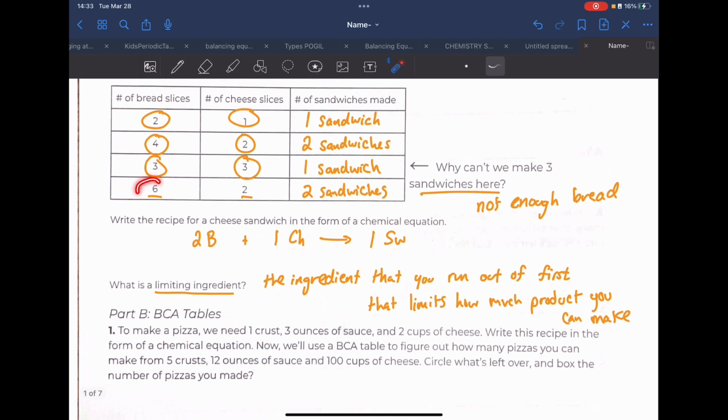But in this example, where you have 6 slices of bread and 2 cheese slices, well, now the cheese is your limiting ingredient because it's limiting you from making that third sandwich that you would be able to if you had more cheese.